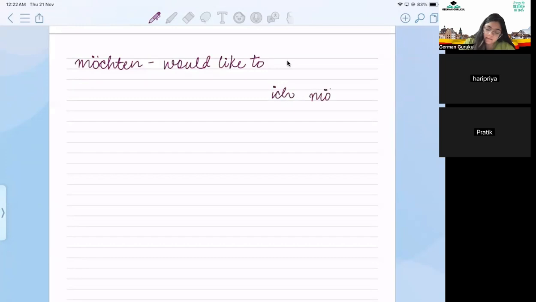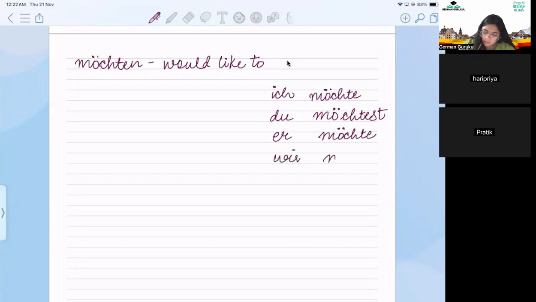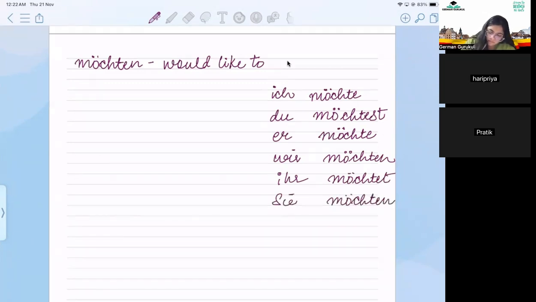Okay, and first of all I'll write the conjugation and then we'll make sentences. So ich möchte, du möchtest, es möchte, wir möchten, ihr möchtet, and sie möchten. So ich möchte, and you can say es also, it's möchte.